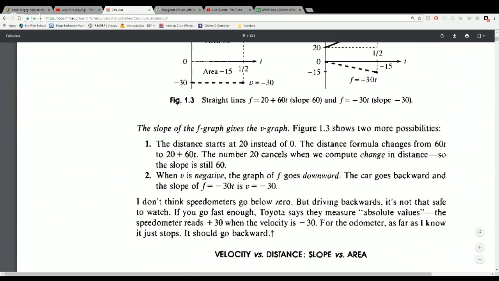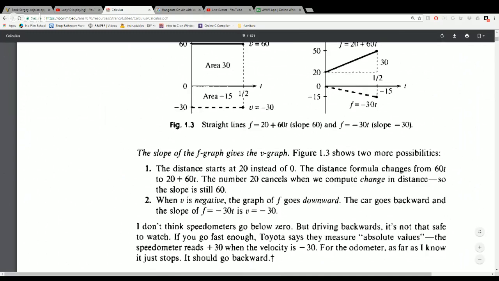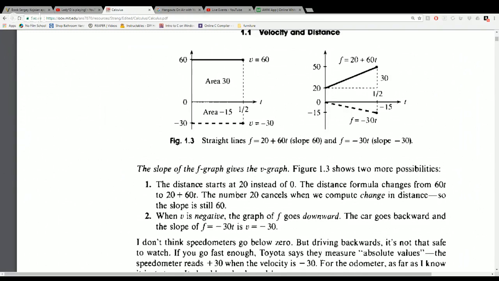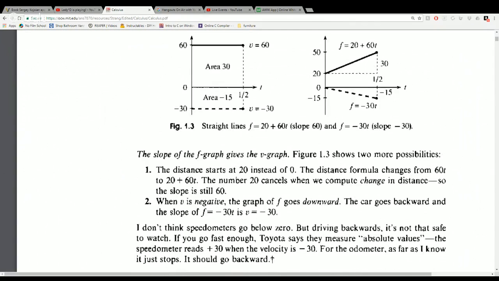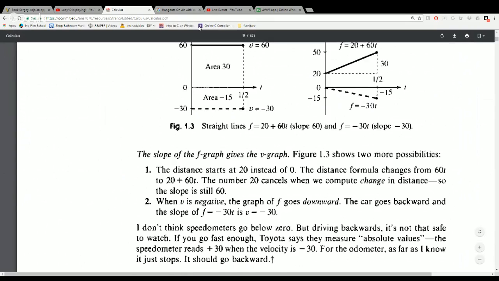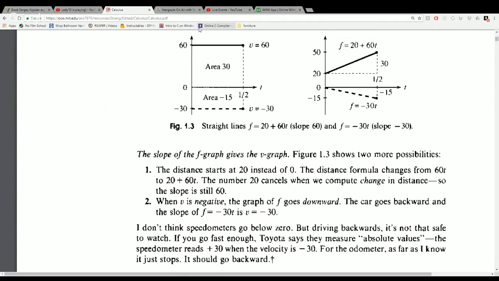When v is negative, the graph of f goes downward. Okay, the car goes backward, and the slope of f is negative 30. So if you look at this dashed line here, you see the graph of the function is going down. The values are negative, and the slope is negative 30. And if you look at the left graph, you see v equals negative 30. This makes complete sense because at this point, the car decides to go backwards. Maybe stops, turns around, and he's going backwards.